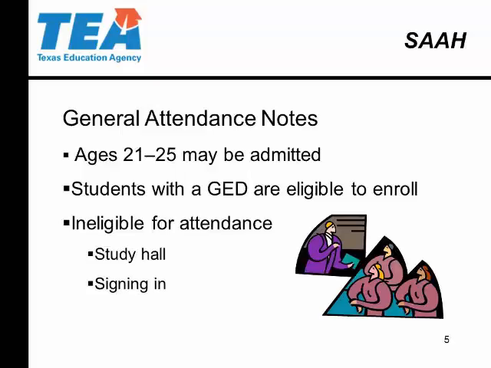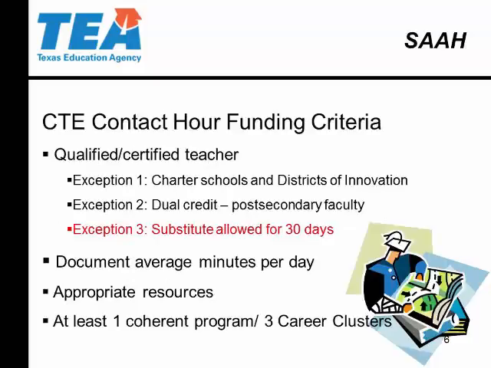So let's get to Section 5, which is applicable to you guys for CTE. The first section is your CTE Contact Hour funding criteria. They must be a qualified certified teacher. The exceptions to that are your charter schools and your Districts of Innovation. Also, dual credit, if they attend a post-secondary college or campus or adjunct faculty or professors teaching them. Obviously, they don't have to have that designation.